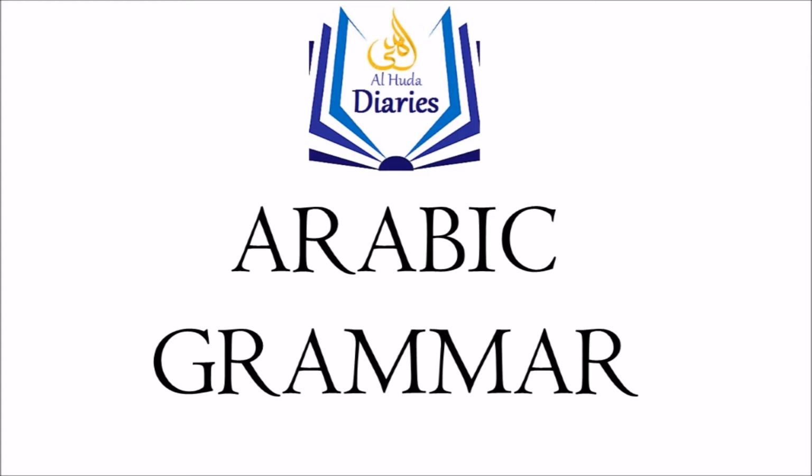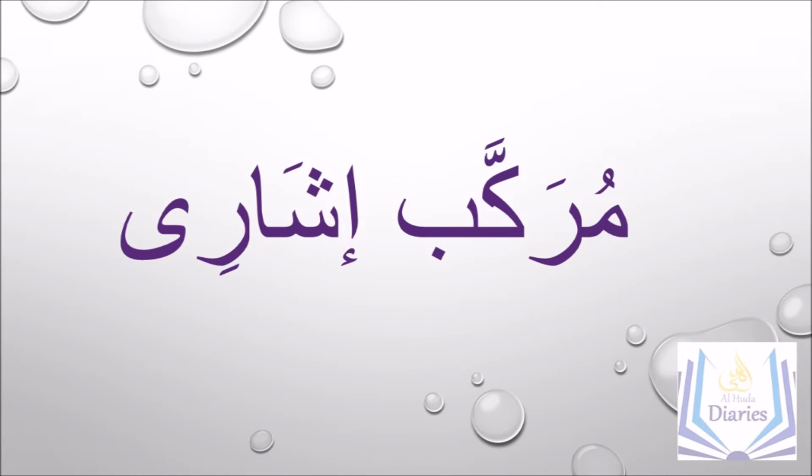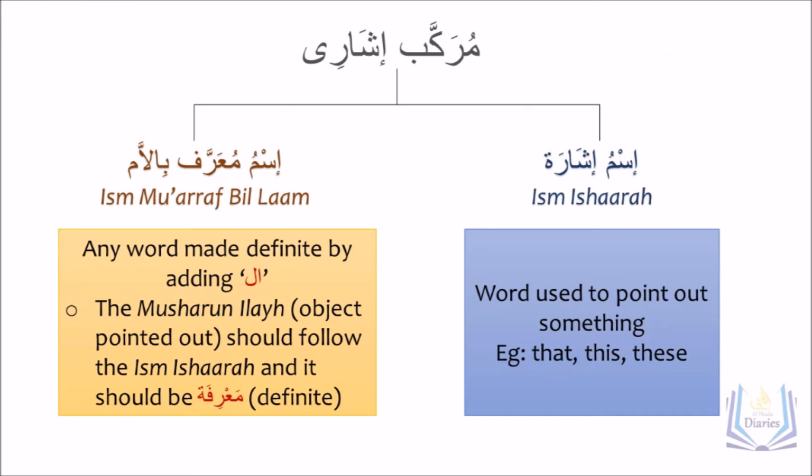In the video today, we are going to look at another type of murakkab, which is Murakkab Ishaariy, a demonstrative phrase. To understand this, let us look at the parts of a Murakkab Ishaariy. It has two parts to it. One, ism ishara. Ishara is to point out something. So ism ishara is the word used to point out something. Words such as that, this, these. We use these words to point out other things like this book, this chair, and so on.